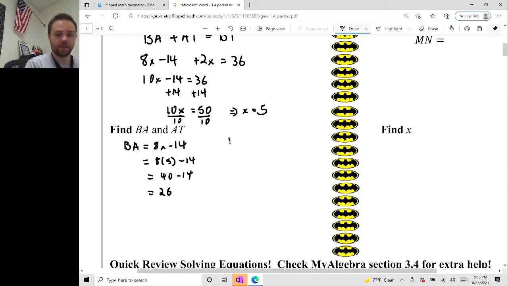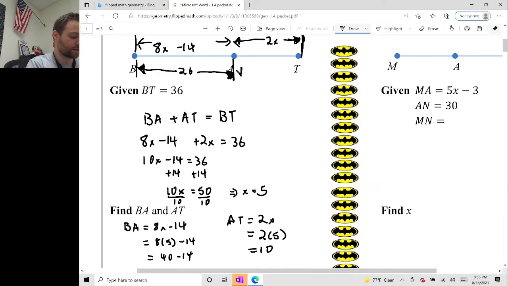And then I can also find AT, right? AT is given by the expression 2x. I know that x is 5, so this is 2 times 5, so that's 10, okay? So that entire distance there is 10. And I'm good.